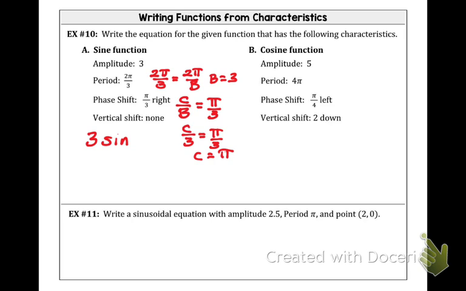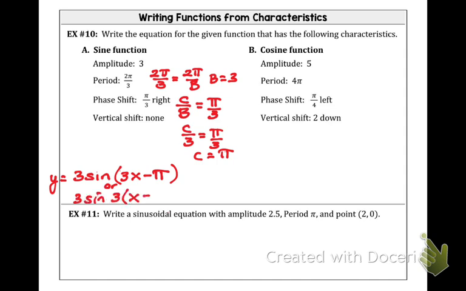Okay, so we got 3 sine, come down here. 3 sine, and then because we found our b, we can just go right to my b, which we said was 3x, and then we're shifting to the right, so minus pi. You could either write it like that, or we could do 3 sine, factor out that 3x, and then minus c over b, which is just the phase shift, right? So then I wouldn't have to do any calculating of what c is. Both are acceptable answers.